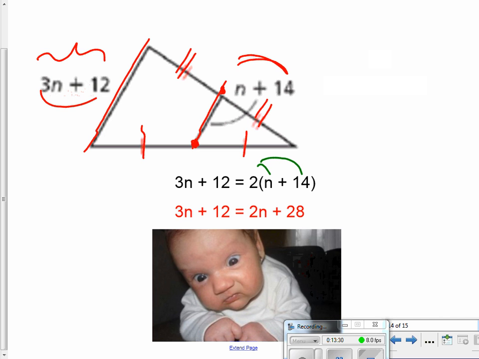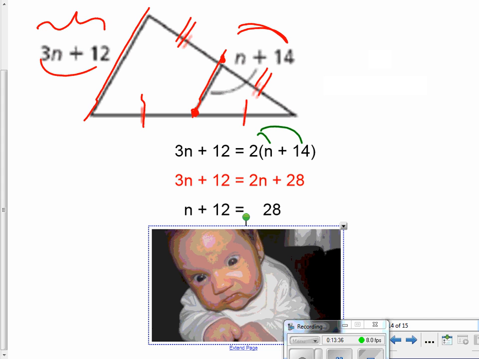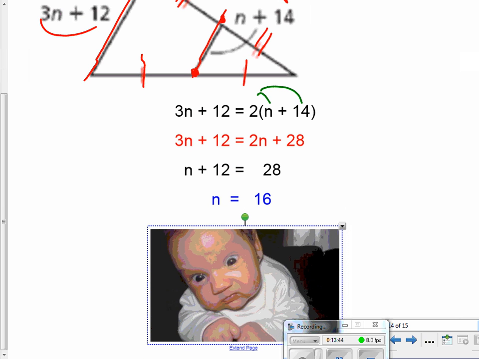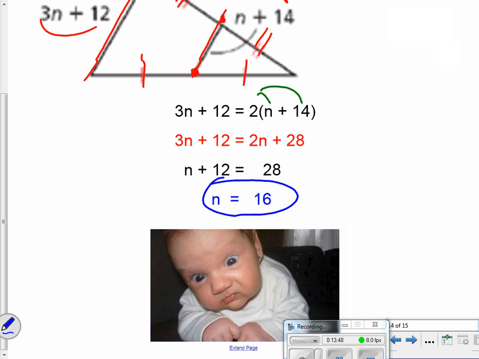Okay? Now we need to start moving things together, get all our n's on one side and all our constants on another. So if we subtract 2n from both sides, we would get 1n, or just n, plus 12 equals 28. And subtracting 12 from each side, we would get that n equals 16. So we have solved for our missing variable n. And that should be the last of our examples.